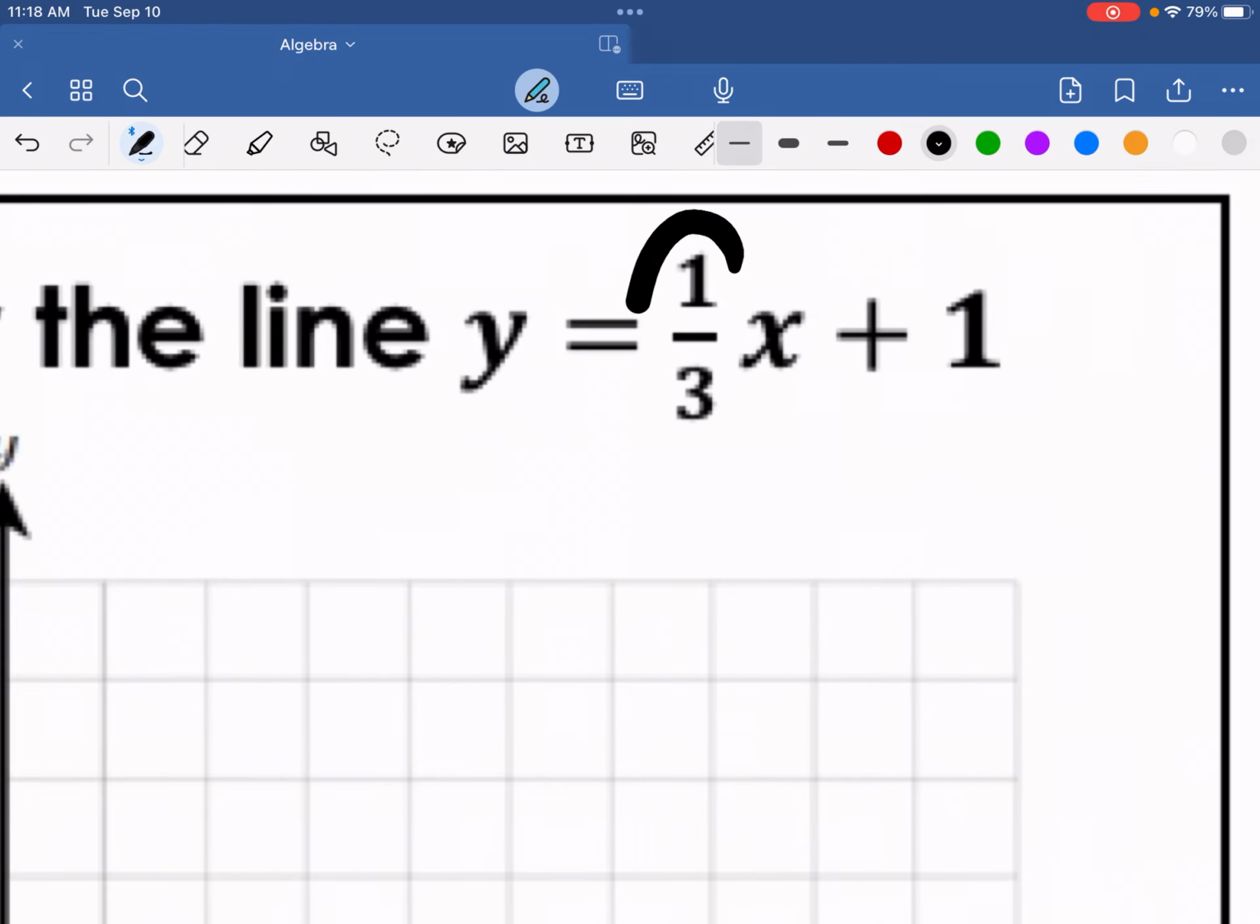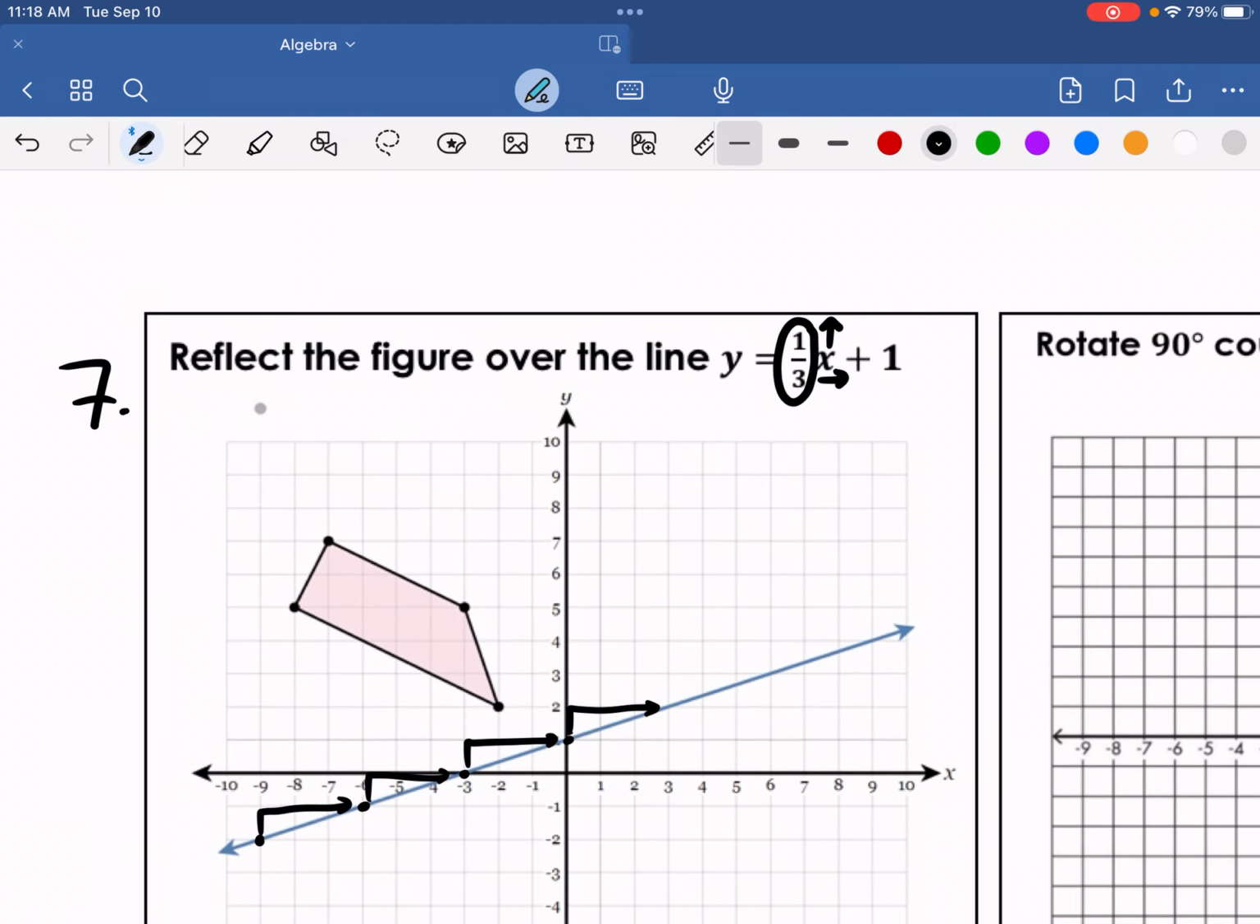So now what we want to do is we want to make a perpendicular slope, because that's what's happening with all of these.